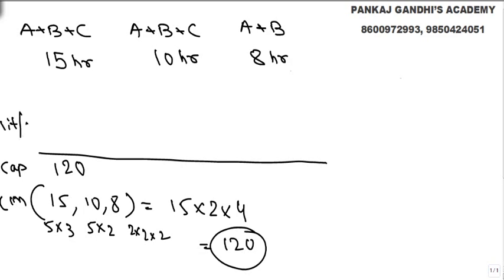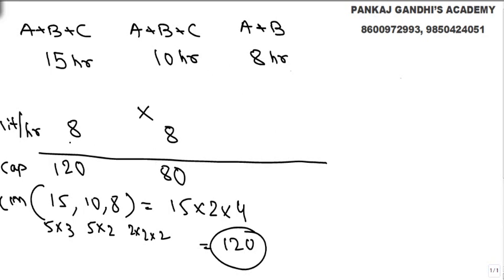ABC in 15 hours fill 120 liters. So per hour is 8 liters. Now all the three were open for 10 hours. Per hour they fill 8. In 10 hours they have filled 80.